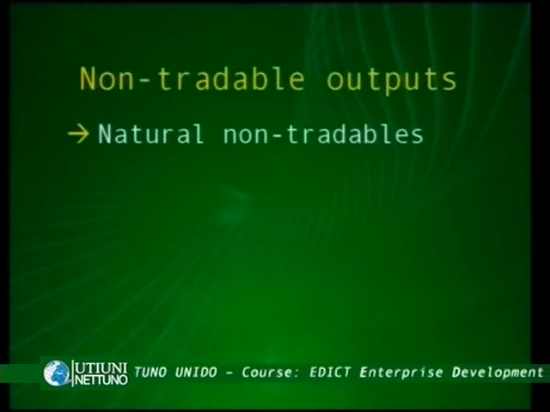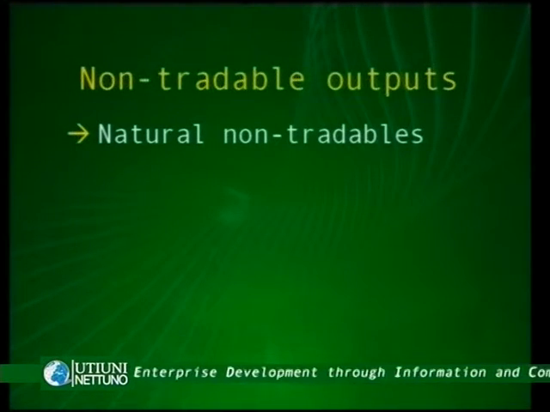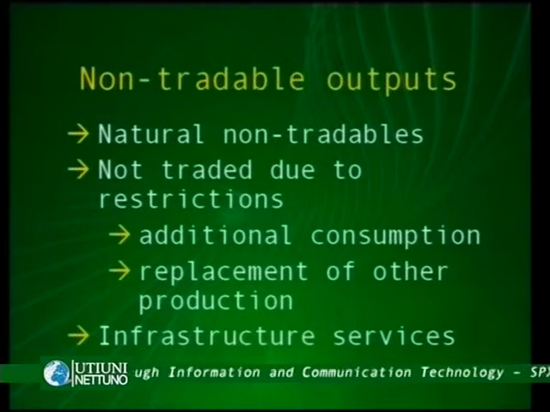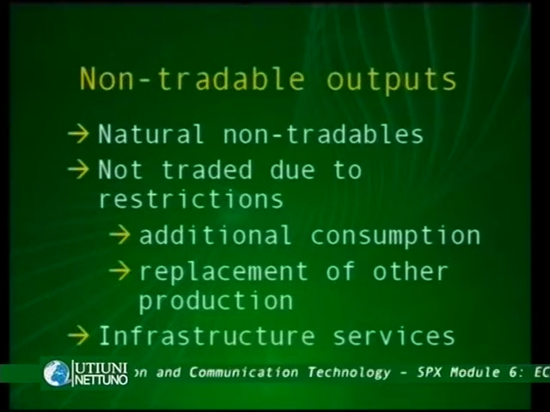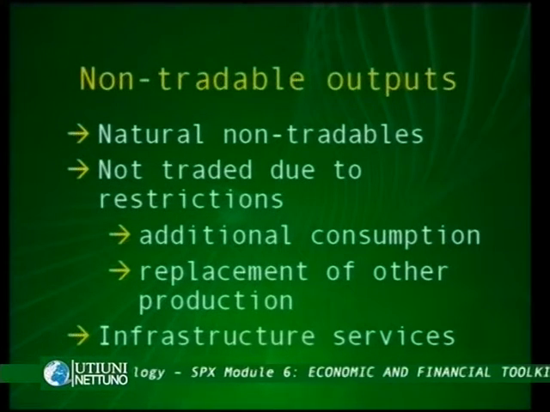In particular, we start from non-tradable outputs. And here we distinguish between three cases: natural non-tradables, not traded due to restrictions, and infrastructure services. So natural non-tradables are those outputs that cannot be exported for the reasons we were mentioning before, because the international transport costs are too high and would bring the total price for export beyond the level of export price that is now applied on foreign markets.